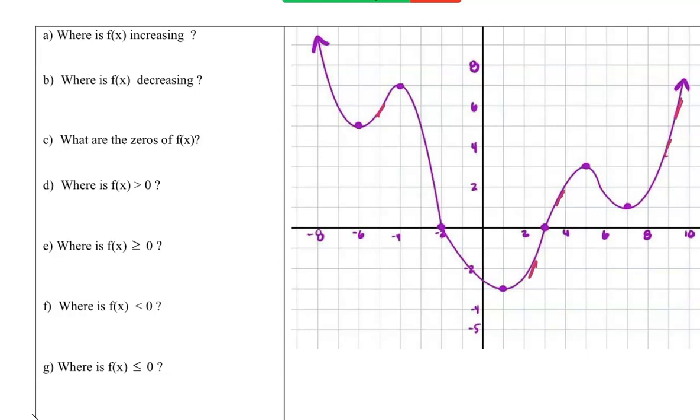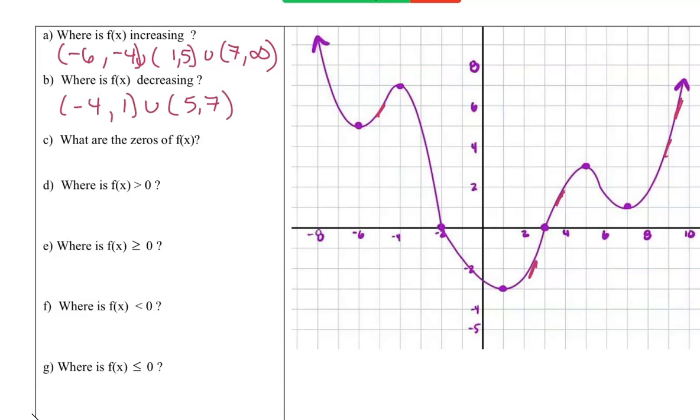So let's see where that is. Go to your vertices. So that's -6 all the way to the -4 with parens. And then I have 1 to 5. And then I have 7 to infinity. Okay, where is it decreasing? So that's going to be -4 to 1. And then 5 to 7.